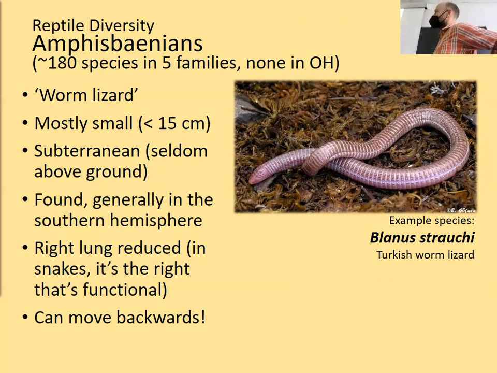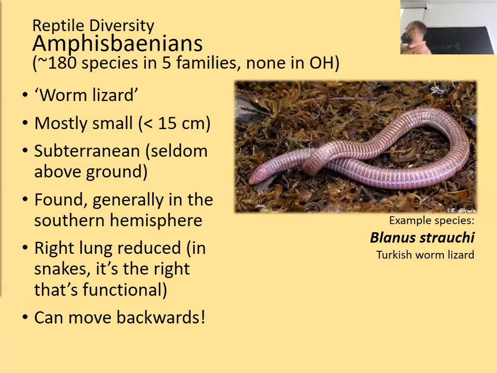They're pretty small, subterranean. The lungs on these guys are interesting. It's an example of how one of the differences, even though these guys look very similar morphologically to snakes in a lot of ways, is that it's actually the right lung that's reduced rather than the left lung, which is the lung that's reduced in snakes. I was talking about how in snakes we find one functional and one vestigial lung. In these guys, it's flipped. And they can move backwards, which is kind of cool. They can crawl forwards and backwards.